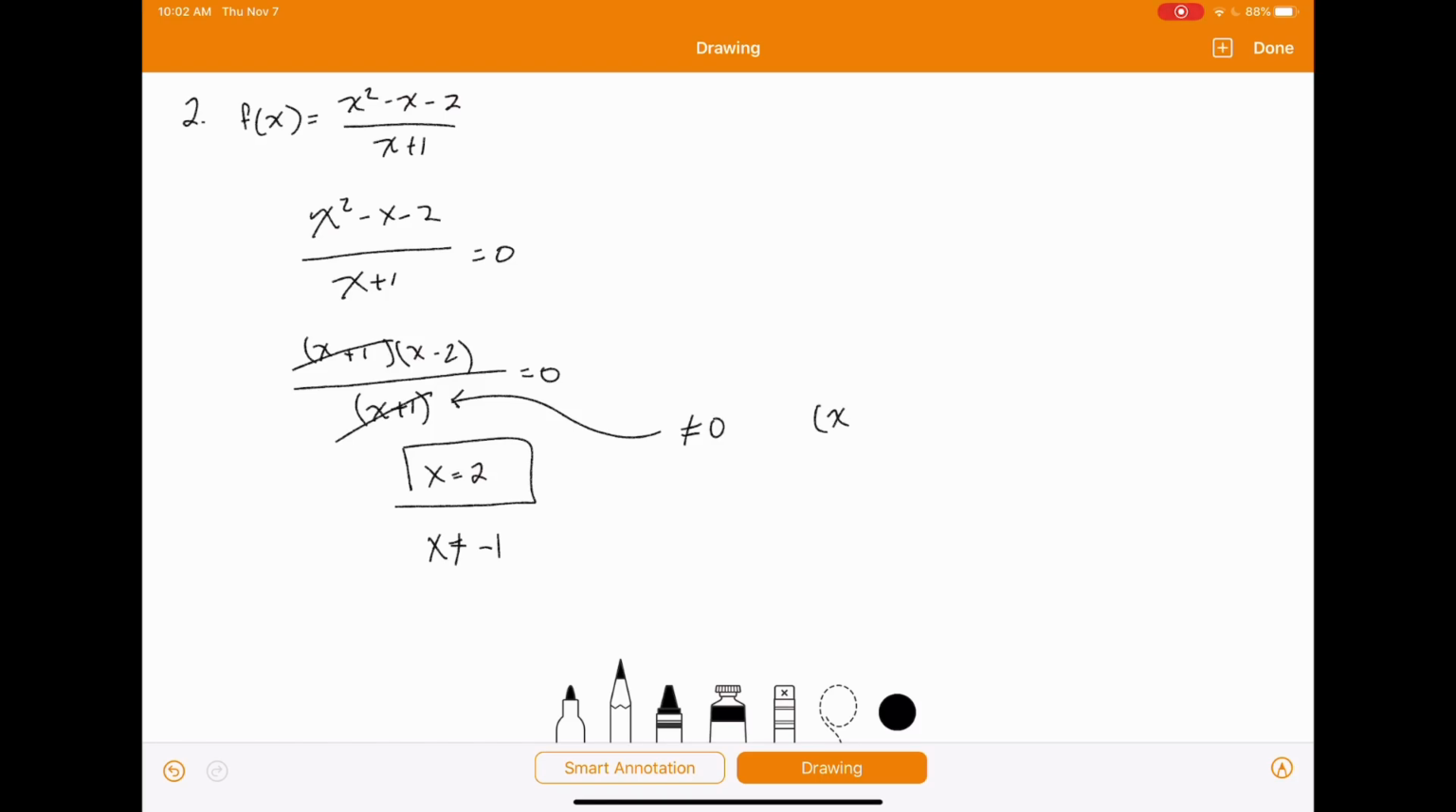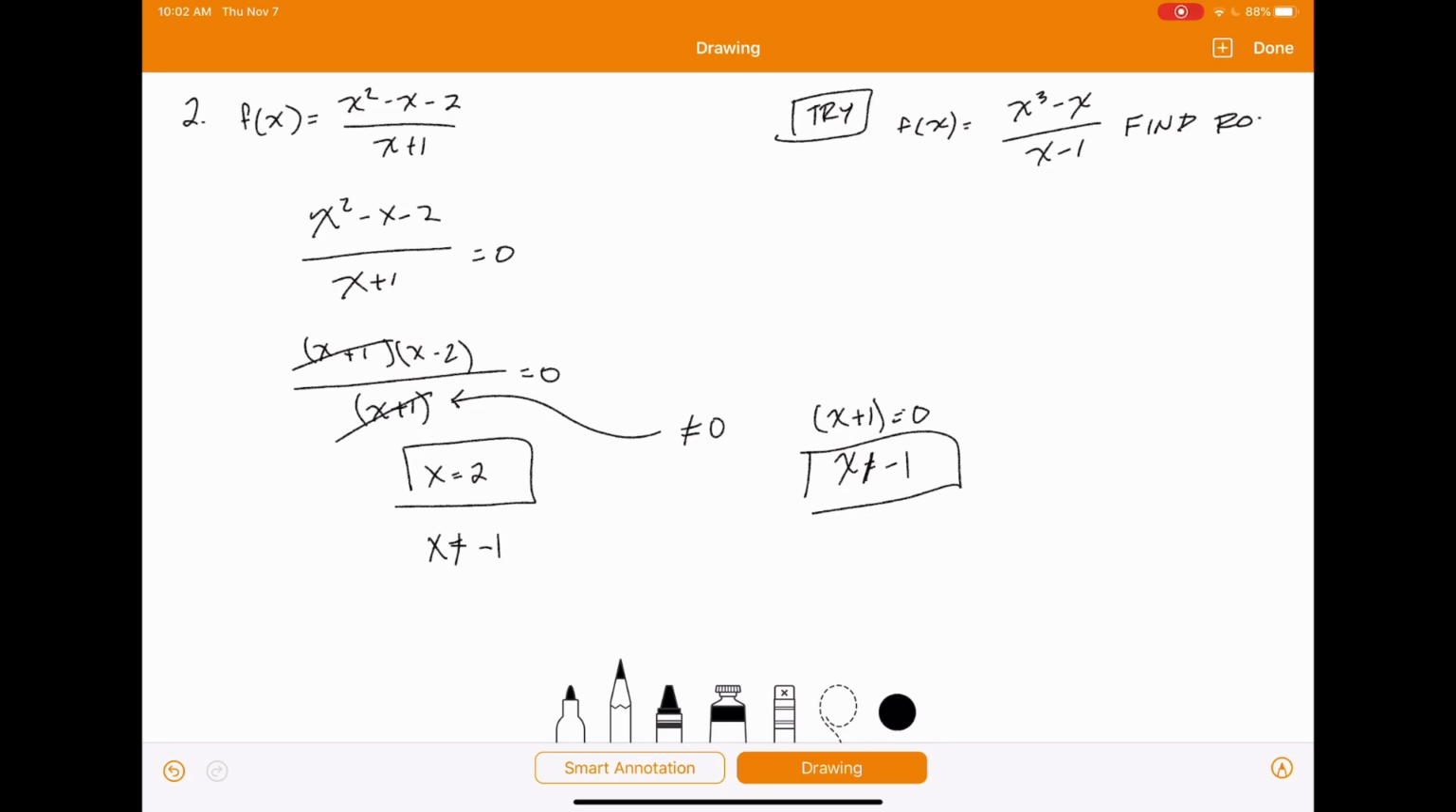So you'd set the denominator equal to 0. So x equals -1, but the denominator can't be 0, so x can't equal -1. All right, so go ahead and try on your own. f of x equals (x cubed minus x) all over (x minus 1), and find the roots. So you can go ahead and pause this video now, work that out on your own, check your solution with number 2 of the PDF below.